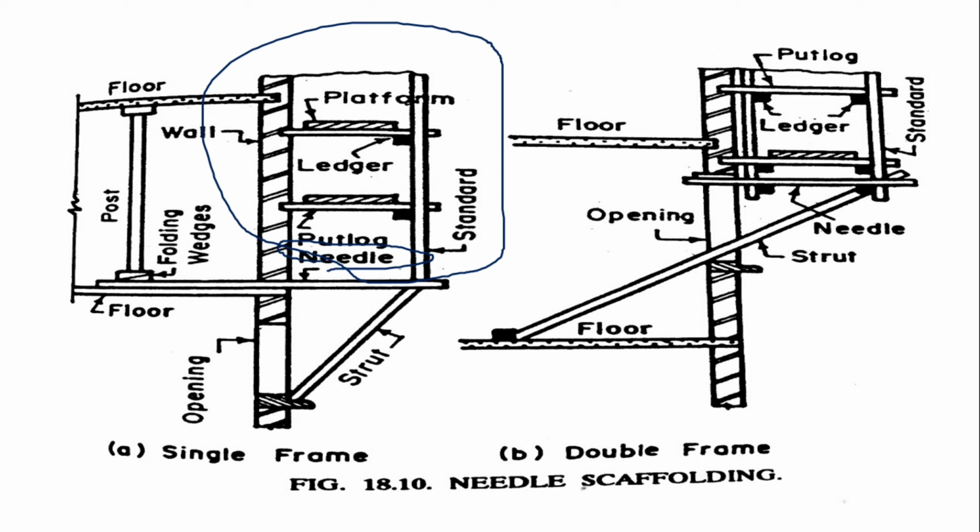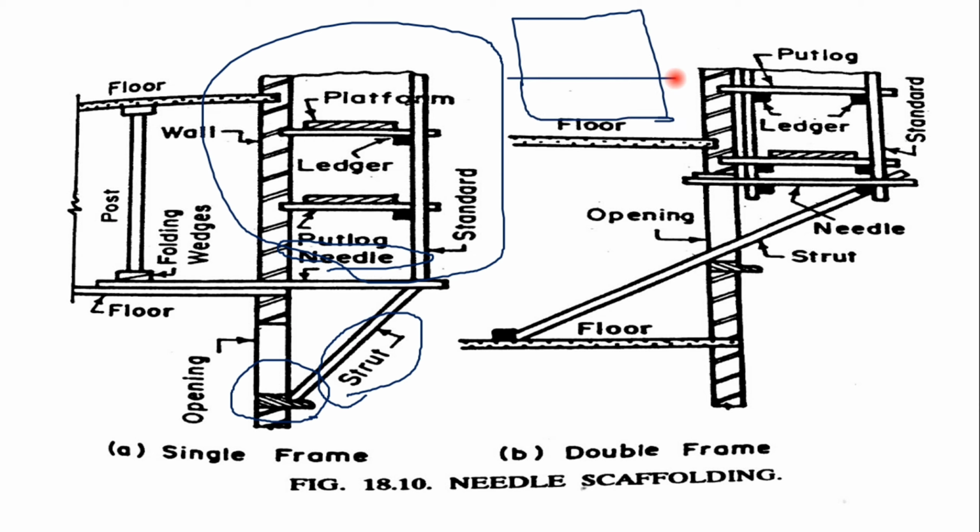So for that I need to support this entire structure, and for that I am providing the strut, and that strut is fixed with one of the openings. That means, taking an example, we have this type of structure, and we have the first floor and the second floor, and here is a window. So if I need to provide scaffolding here, the entire scaffolding is supported by this strut.